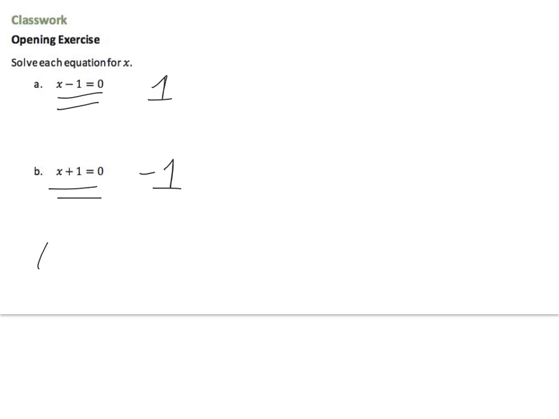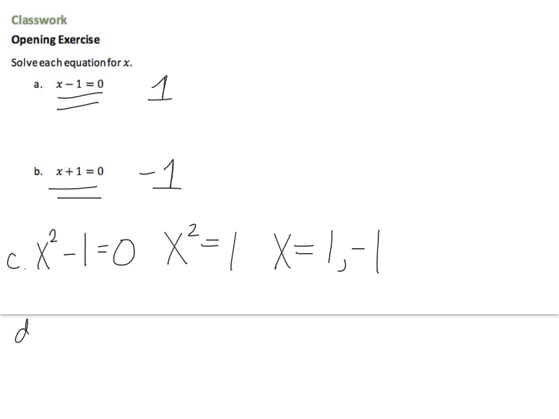On the next page, which I'm going to skip past, we have x squared minus 1 equals 0. If we solve that one, we get x squared equals 1, square root of both sides, x equals 1 and -1. We get two answers. That was C. And then D, x squared plus 1 equals 0. We actually have no real solution in that one.